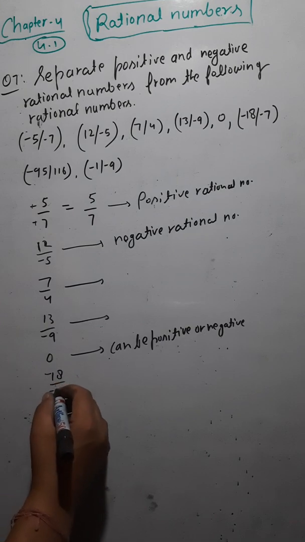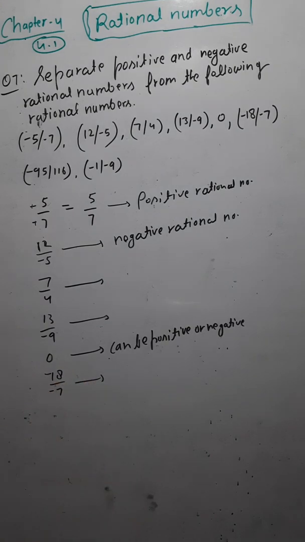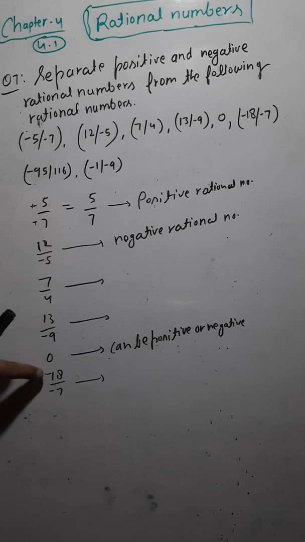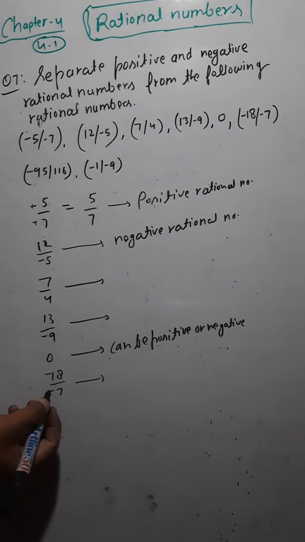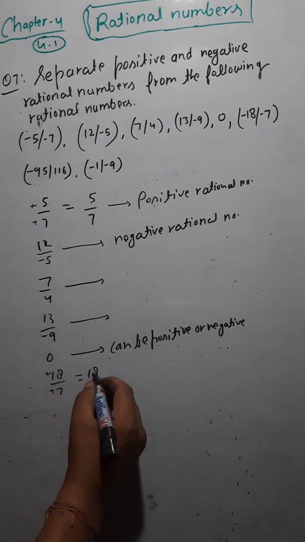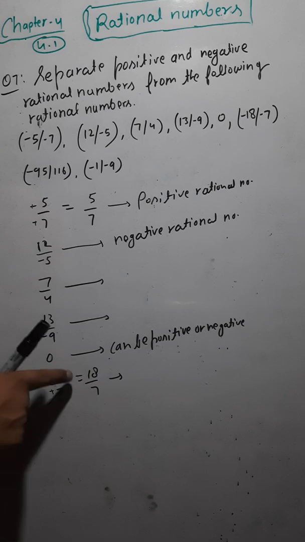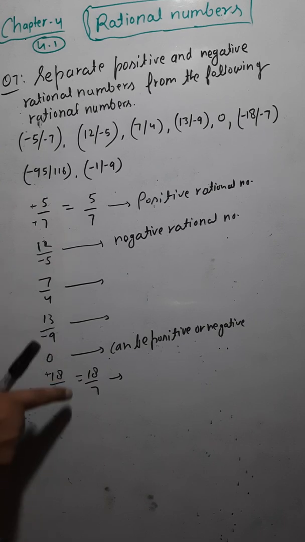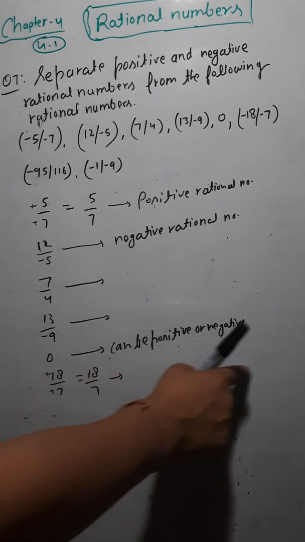Okay. Now what about minus 18 by minus 7? Just tell me minus 18 by minus 7. Here, as in the earlier case, the numerator is minus 18, negative, and the denominator is also negative. So both are going to cancel each other. So you can write it as 18 by 7. Now just tell me whether this is a positive rational number or a negative rational number. Yes, it is positive. So write here positive rational number.